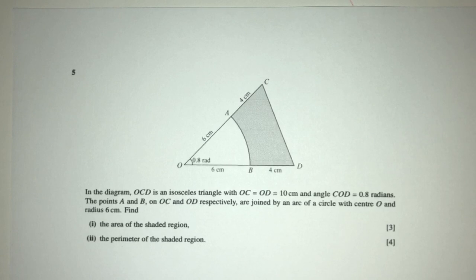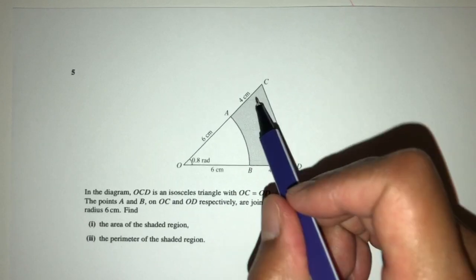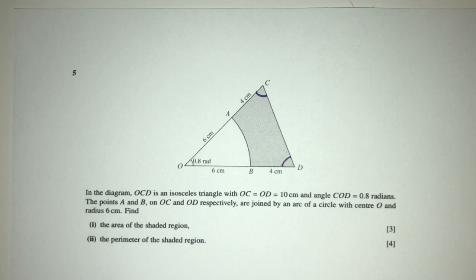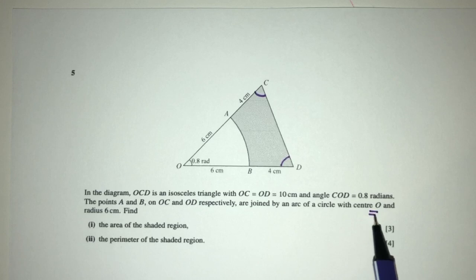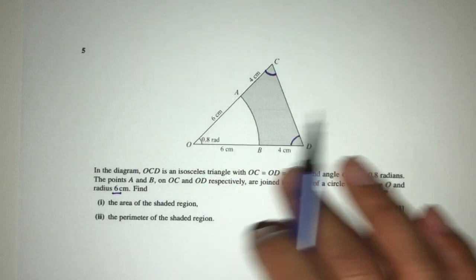So here we have in the diagram, OCD is an isosceles triangle. So OCD means that this side and this side are the same, or this angle and this angle are the same. That's what it means. Now with OC equal to OD equal to 10, as we can see here, 10 and 10. Now the angle COD is 0.8, so this is 0.8. The points A and B on OC and OD respectively are joined by an arc of a circle center O and radius 6. Okay, great. So simply, this is the information we have on this diagram.